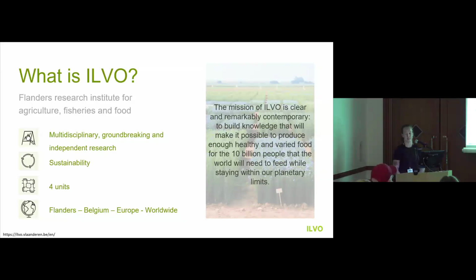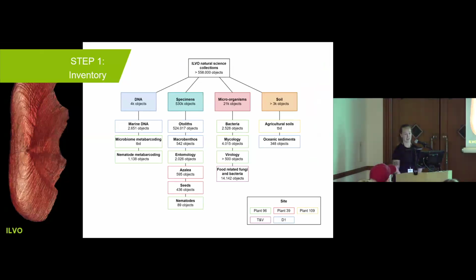So ILVO, the Flanders Research Institute for Agriculture, Fisheries and Food, is where I work. And there we are mainly doing research into the sustainability of agriculture, fisheries and the agri-food sectors, as the name implies. We have about 15 very diverse collections, but most of them are very small. In total, we have about 558,000 objects, but almost 95% of those are marine fish otoliths, so one collection. These are used for age determination, and by that to make fish stock assessments of commercially important species. All the other collections are fairly small. We have insects, living plants, sediment, DNA, a bit of everything.